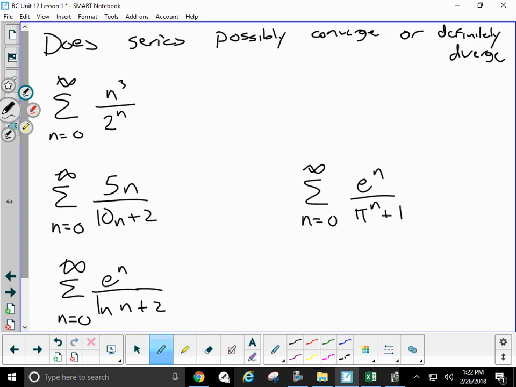And I started them all at 0. It didn't have to be at 0. I don't want to actually start this one at 0. I want to start this one at 1. I can't find the log at 0. Good thing I changed that. No, just kidding. It didn't make that much of a difference the way you're doing the problems.